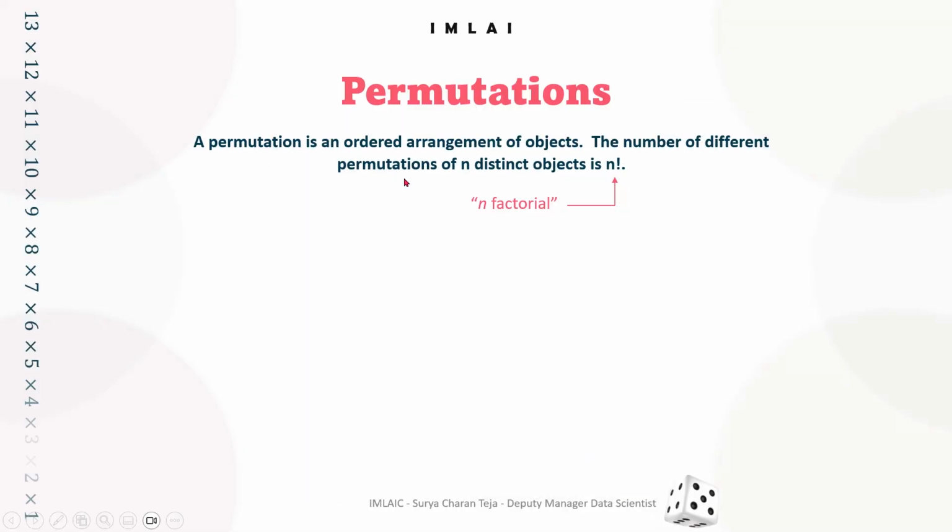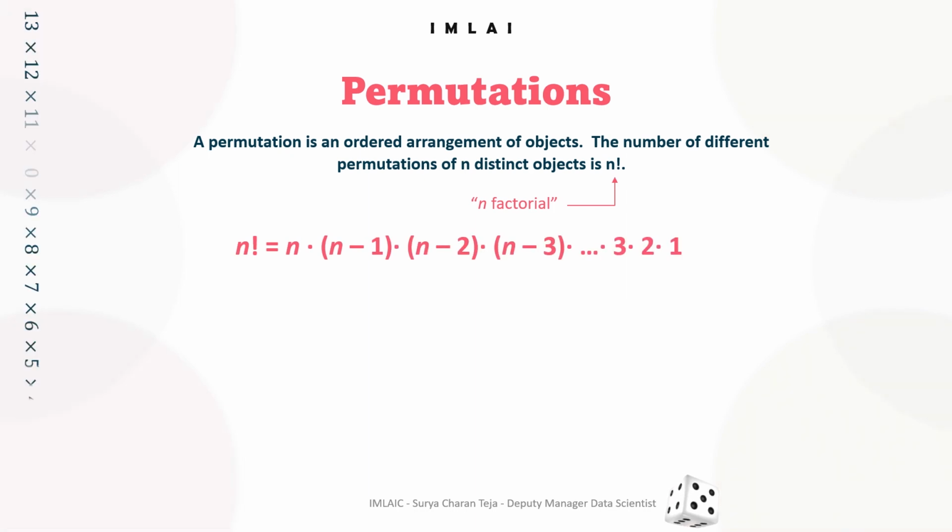So a permutation is an ordered arrangement of objects. The number of different permutations of n distinct objects is n factorial. This is how we read it, n factorial, and this is how we represent it. Then n factorial is nothing but n times n minus 1 times n minus 2 times n minus 3 times and so on till it becomes 1.